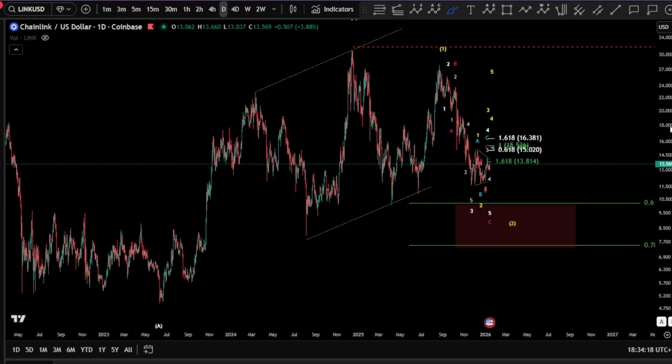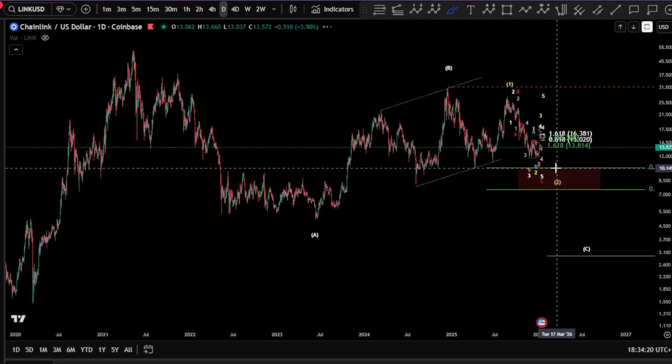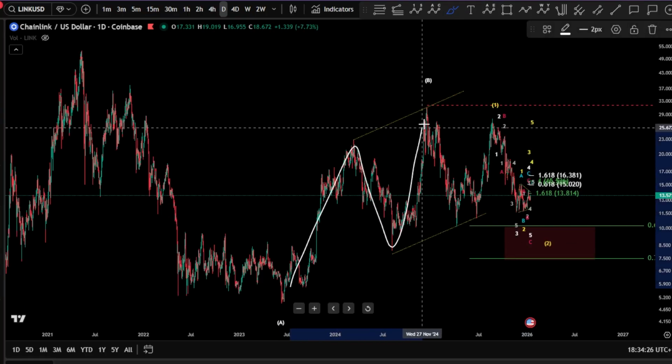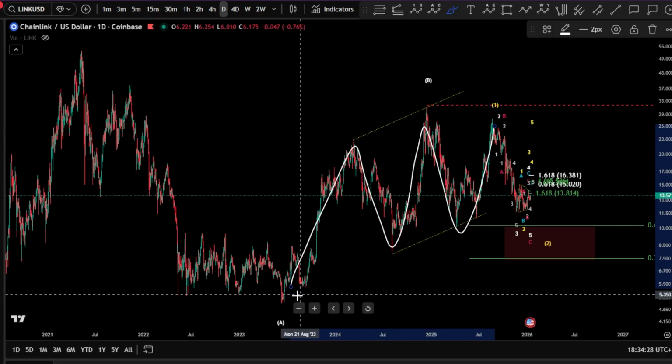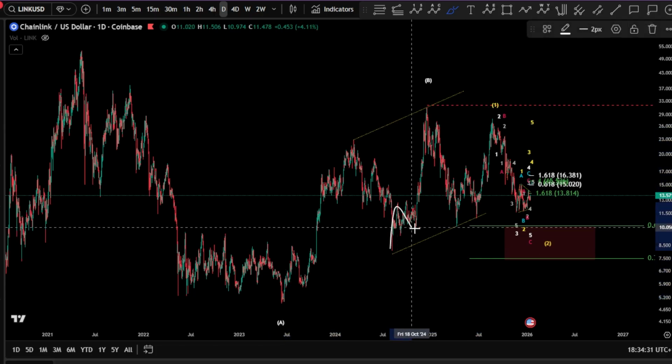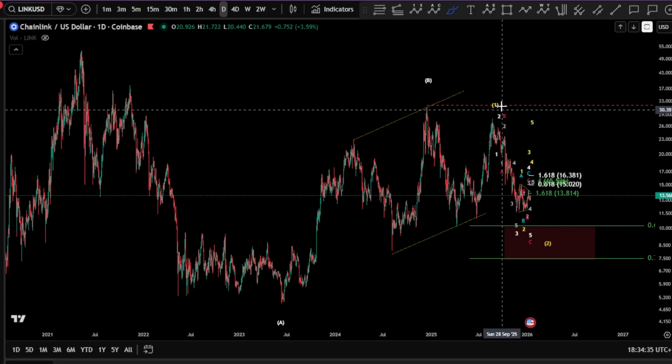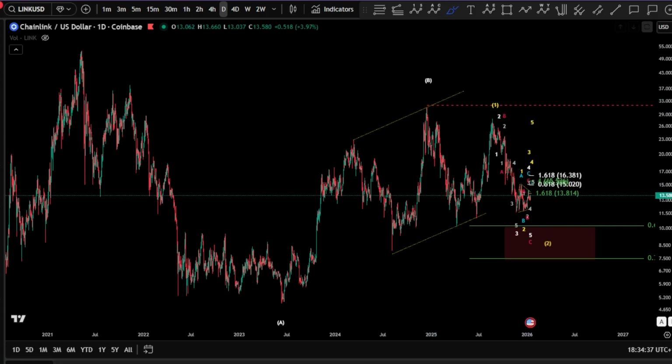So for Link on the daily here, we are looking also at a potential 1-2. So this impulse, as I would say a diagonal, not impulse, in case we are in a zigzag here: wave 1 zigzag, wave 3 zigzag, wave 5. Of course, it is a truncation here for wave 5. Many times it happens in diagonals.